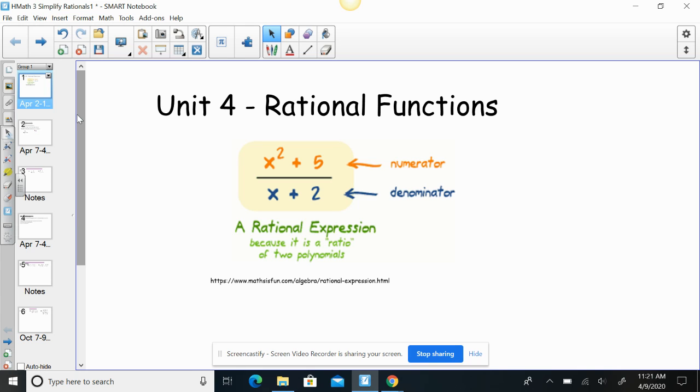Hi guys, today we're starting Unit 4, our study of rational functions. When you see a rational function, you will see two different polynomials that are being divided, because remember, ratio just means that we are dividing two different things. So it will look kind of like this example here.